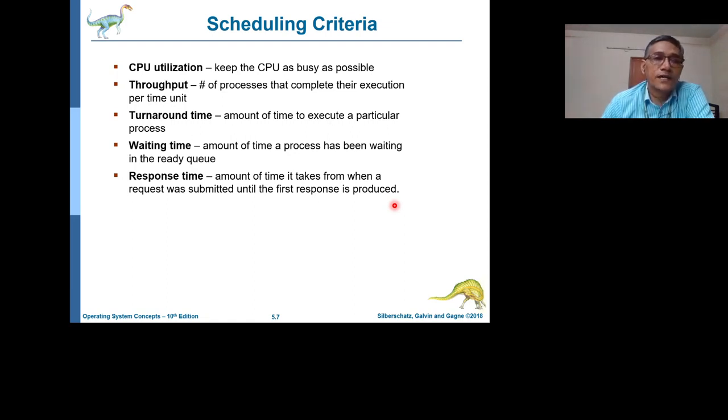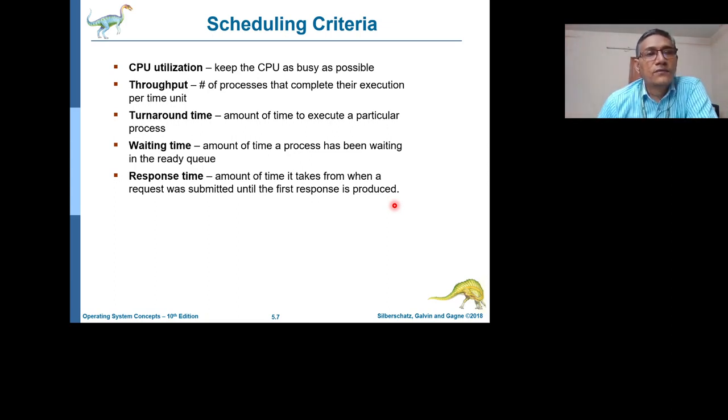Turnaround time: the amount of time to execute a particular process, that is, from the submission of the process till its completion. Waiting time: the amount of time a process has been waiting in the ready queue. Response time: the amount of time it takes from when a process request was submitted until it gets the first response. So there are 5 different criteria.